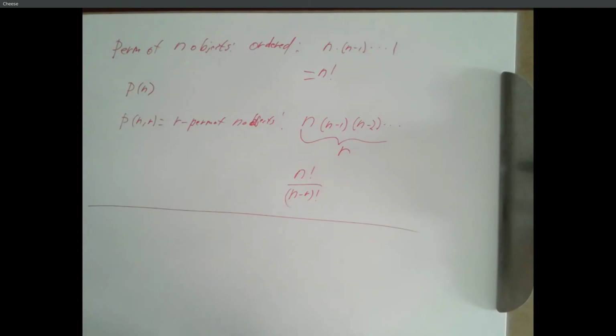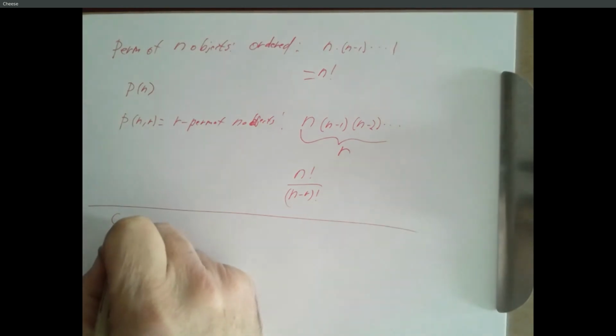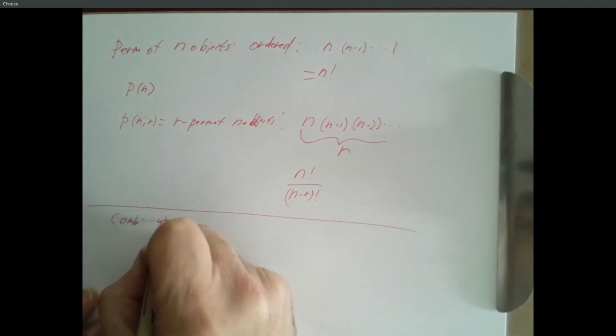Do you need to understand which one to use during the exams? Definitely. Which one, combination or permutation? If order matters, you need to use a permutation. If order does not matter, you need to use a combination. So combination is unordered.